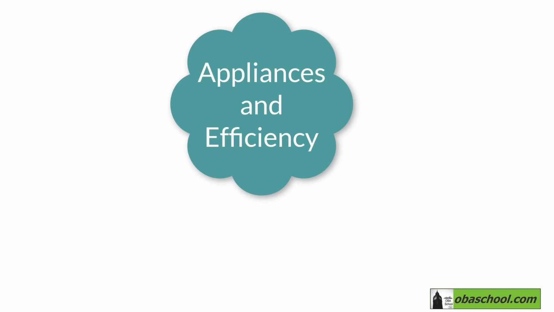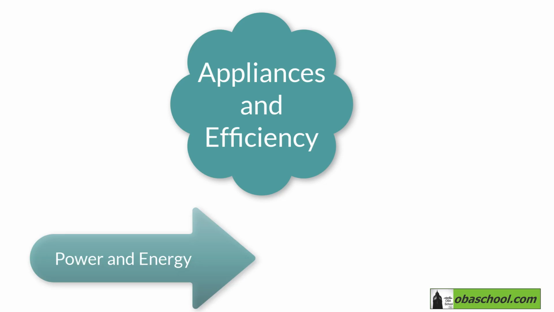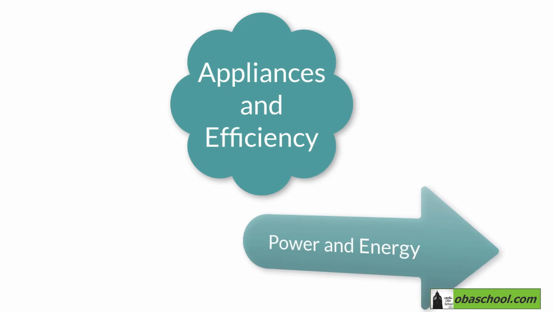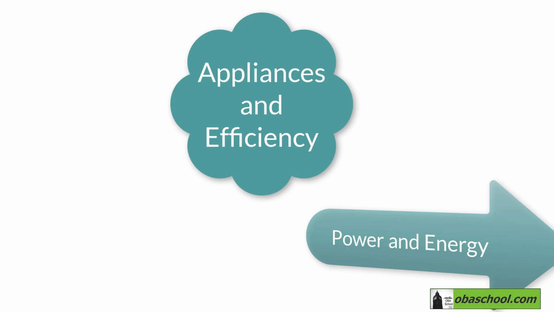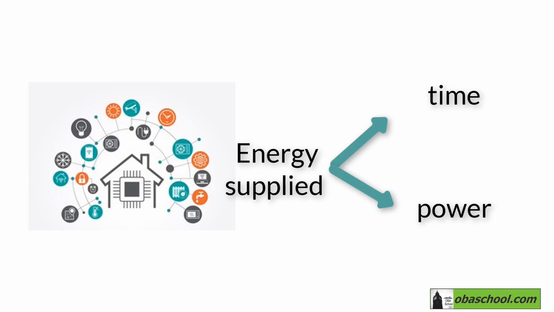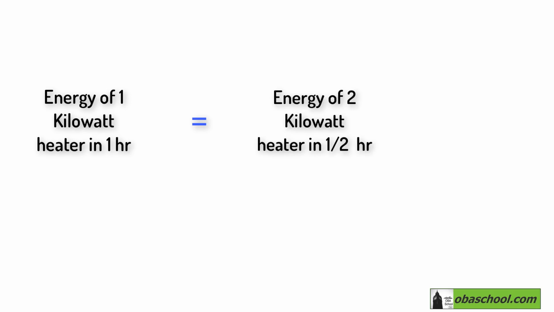Hi, so let's continue our lesson and find out how we can find the power and the energy transferred from the mains. For any appliance, the energy supplied to it depends on how long it has been switched on and the power supplied to it. For example, if we have a 1 kilowatt heater, it uses the same amount of energy in 1 hour as a 2 kilowatt heater would use in half an hour.